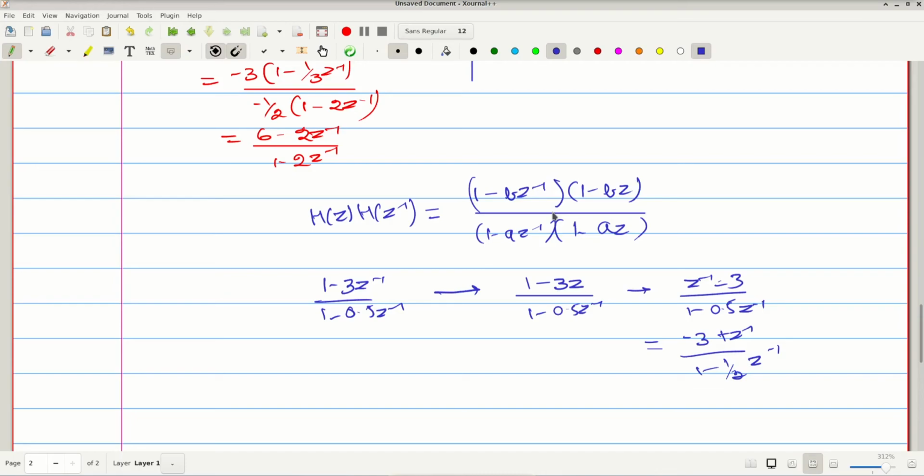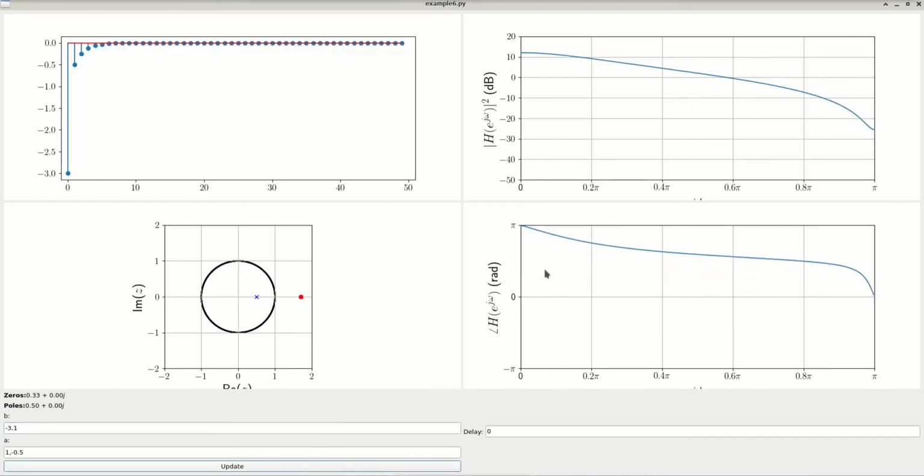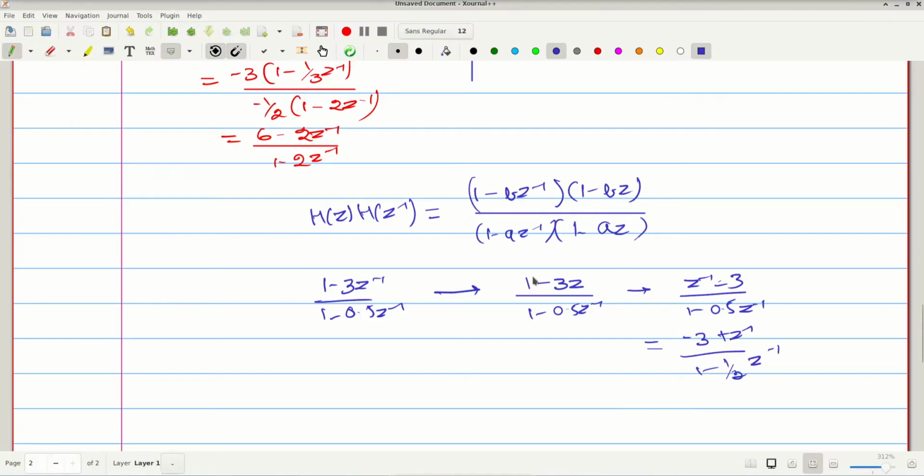Naturally their phase responses vary. You saw that the phase response over here is different. The phase response, if I do minus 3 comma 1, is again different. So for all of those, the phase responses are definitely going to be different.